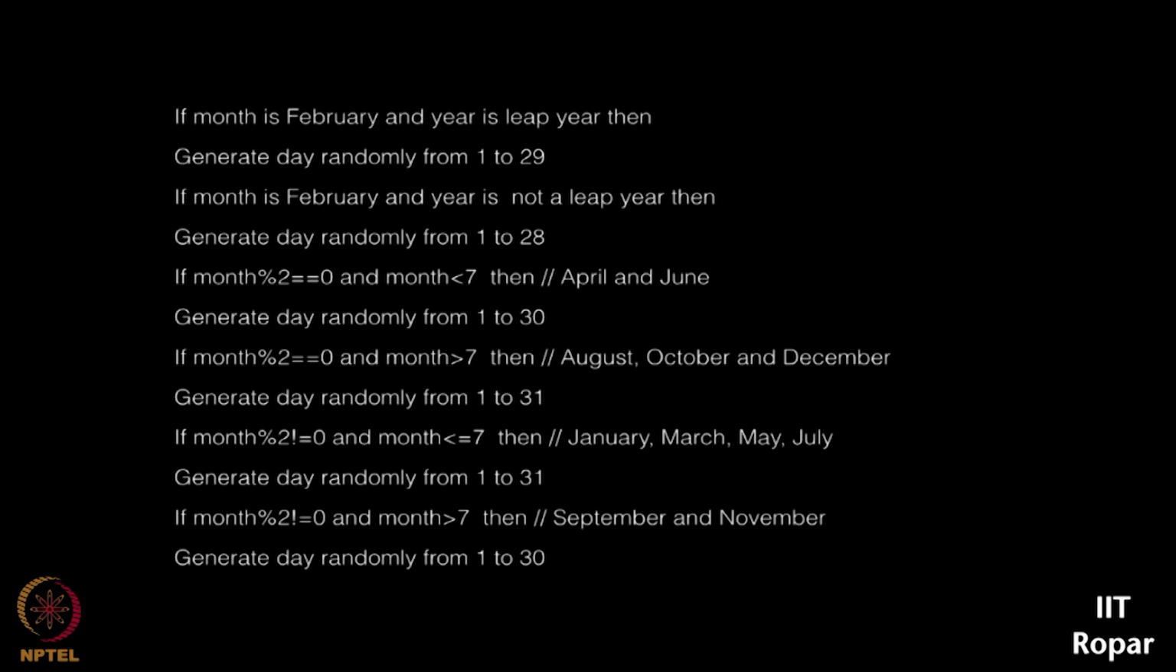Now the last condition is left, and that is if the month doesn't divide by 2 and the month is greater than 7, then we have to generate the day randomly from 1 to 30. We are referring to September and November here.